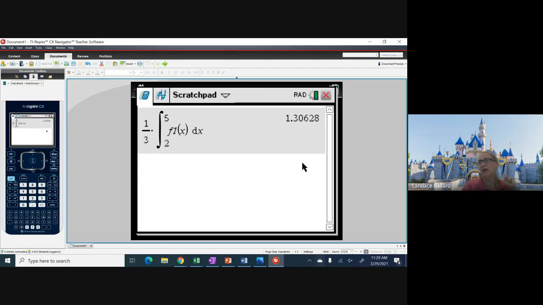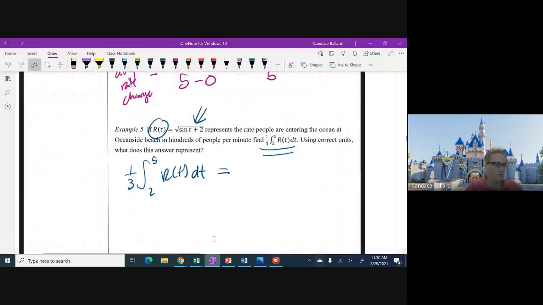So Robert, get yours fixed. Okay, thank you, Cynthia, for confirming that. All right, so we're always in radians, and leave it there. We don't work in degrees in calculus, okay? So we've got this guy as our answer, just 1.306. Okay, now the catch is we still have to deal with using correct units.